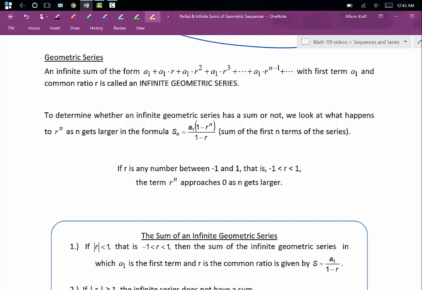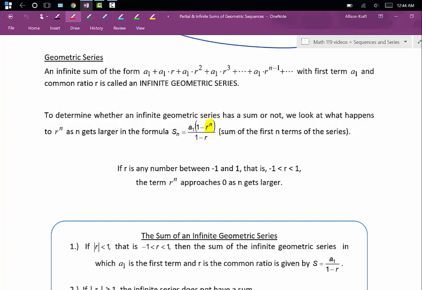So again, let's take a look at this r sub n in our partial sum formula. If that r value is a number between -1 and +1, it's a proper fraction, either positive or negative, then that term is going to approach 0 as n gets large. Anytime you take a proper fraction and raise it to a power, it gets smaller and smaller and smaller. So as n approaches infinity, that's going to become practically 0.